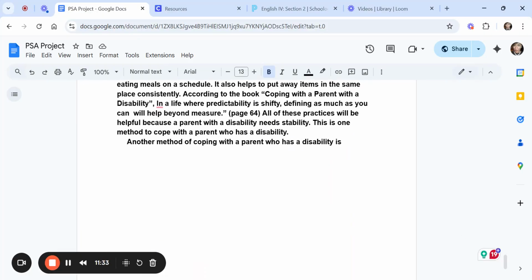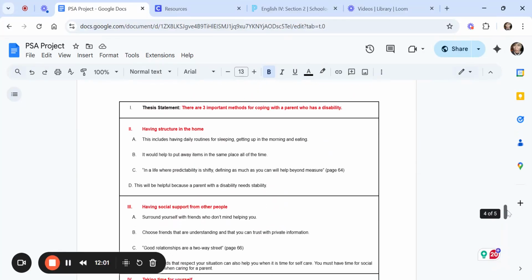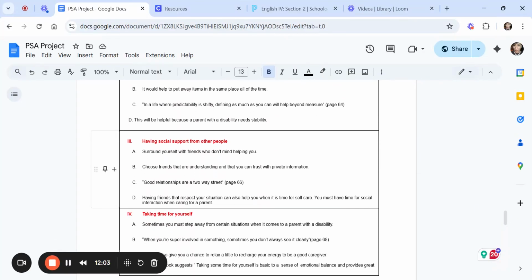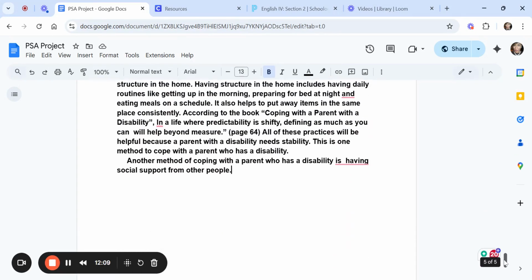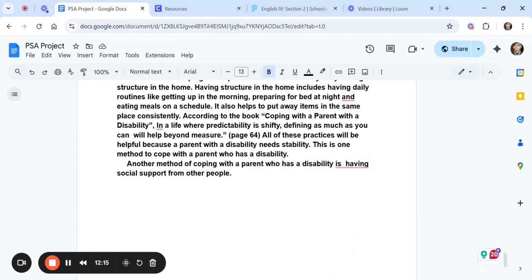Another method of coping with a parent who has disability is having social, gotta spell it right, social support from other people. I'm not going to go through all of the details, but obviously what I will do is take these details that I have listed here under that topic, and I will do the same thing I did with the first paragraph. I will add them here so that I have 5 to 7 sentences along with my quote.